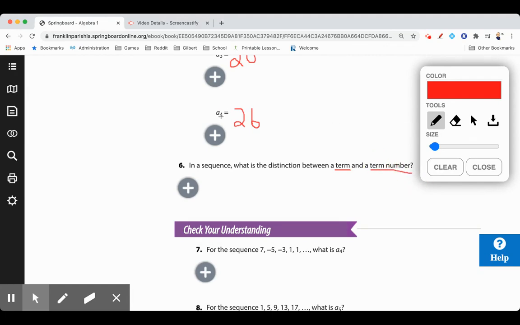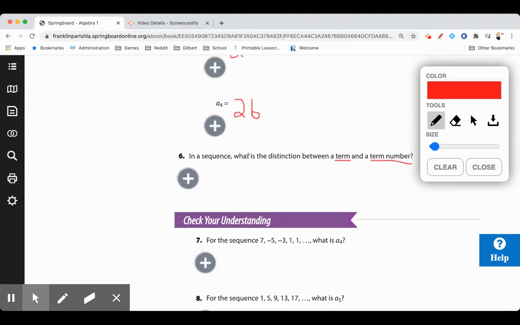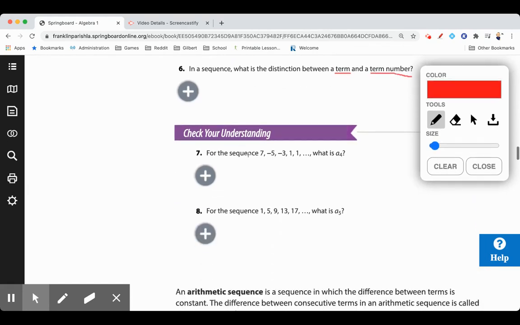This is the term number 4. It's the 4th stage, the 4th part. And the term that we're talking about is what is the 4th part? 26. So it's a very subtle distinction. You've got to kind of think about it. Let's look at number 7.